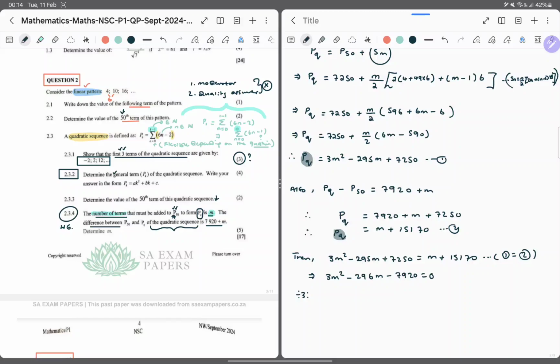Now question is, can this divide by 3? Let's check. Let's see this last one. Yes, it does divide into 2640. Let's take this one, 296 divided by 3. This one does not. It is not doing it. Did I make a mistake now?